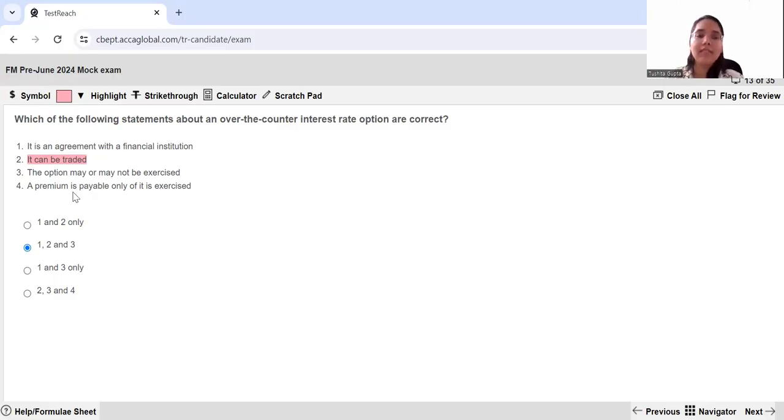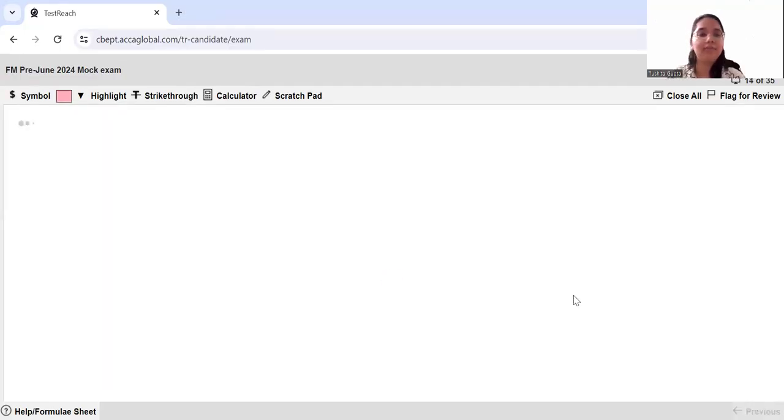Let's see, a premium is payable only if it is exercised. This is not correct. Whenever you are getting into an option agreement, the premium you're supposed to pay upfront, whenever you are buying or selling the option. So premium is something that needs to be paid whenever the contract is entered into. And even if you do not exercise the option, the premium is non-refundable. Hence, statement 4 over here also is incorrect. So my answer becomes 1 and 3 only. Option C over here says 1 and 3. So I select that and move ahead.